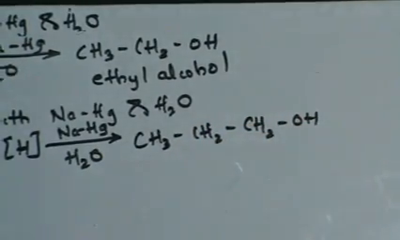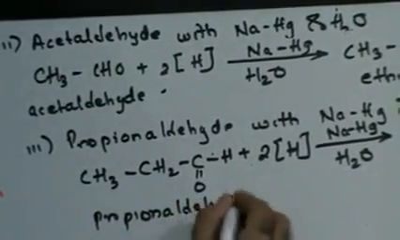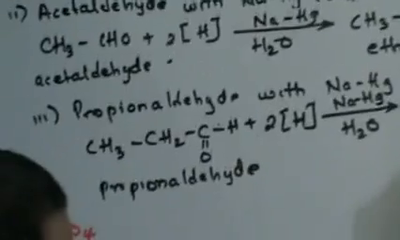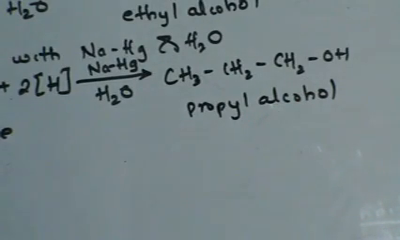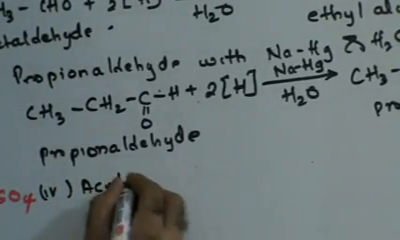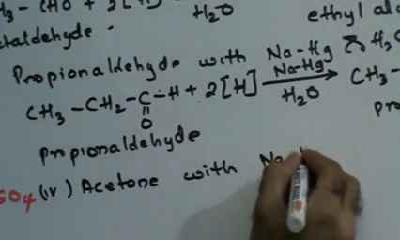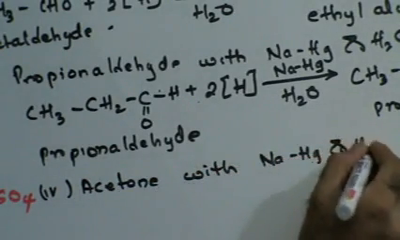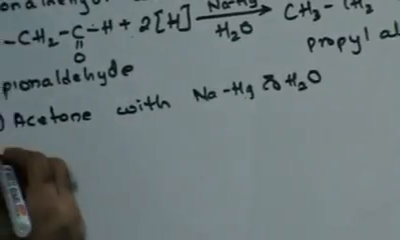This is propanaldehyde. Three carbon atoms, therefore propyl, OH, therefore alcohol. This is propyl alcohol. Similarly, I could do another reaction like this. What happens when acetone reacts with sodium amalgam in water?